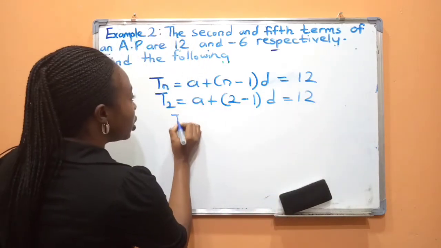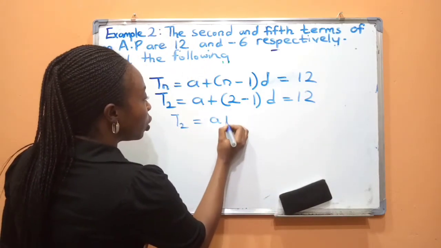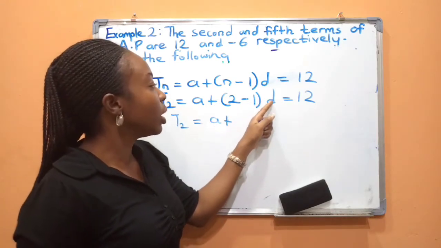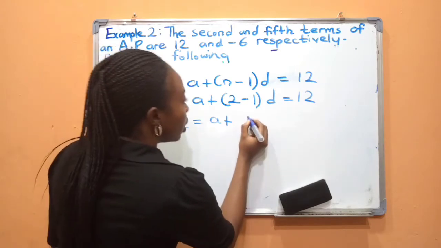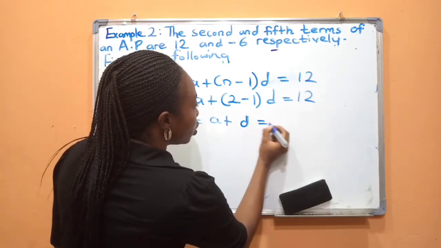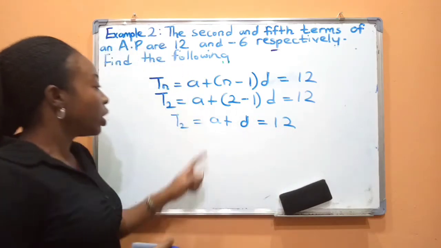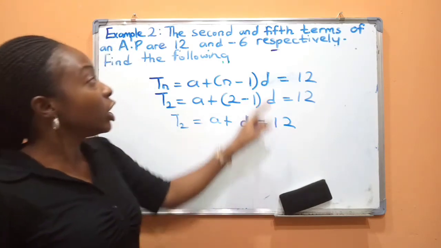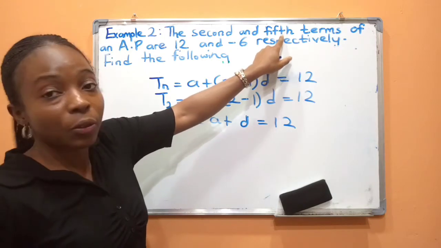So we are going to have T2 equals a plus. By the time you say 2 minus 1, you're going to have 1. 1 times d gives us d. So we're going to have a plus d, which is equal to 12. If you take a look at this, there's nothing more we can solve. So we're going to pause here. Let's try interpreting that of the fifth term.